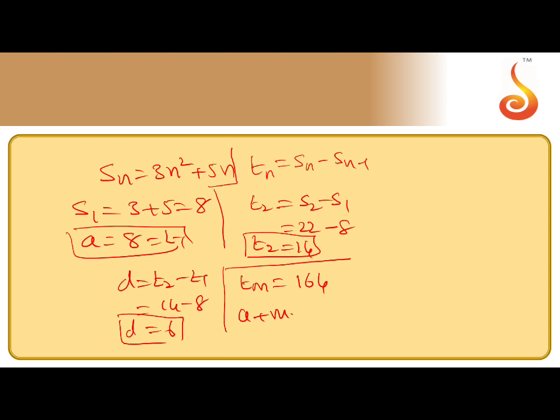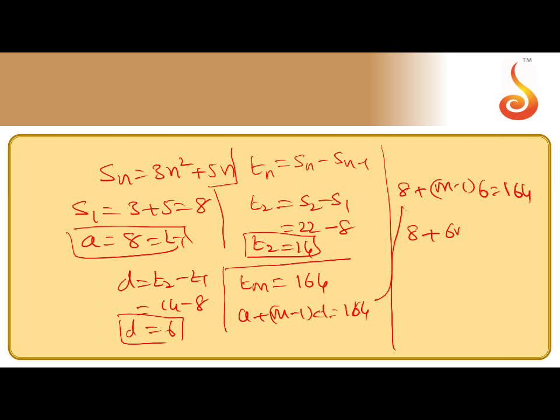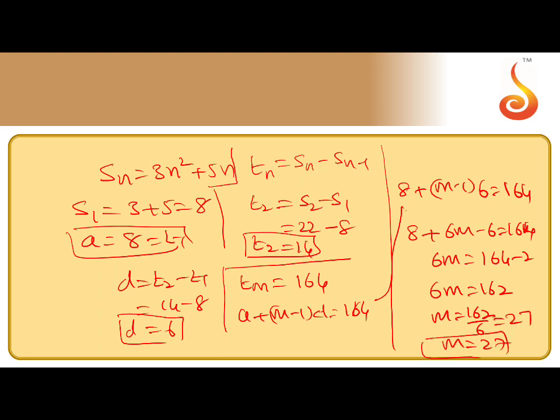So Tm is A plus (m minus 1) into D equal to 164. Substitute the values of A and D. A is already 8, plus (m minus 1) into D, which is 6, equal to 164. So multiply: 8 plus 6m minus 6 equal to 164. So 6m equal to 164 minus 2. 8 minus 6 is plus 2, take that to the other side as minus 2. 6m equal to 162. M equal to 162 by 6. That gives 27. M is 27. I hope everyone understands.